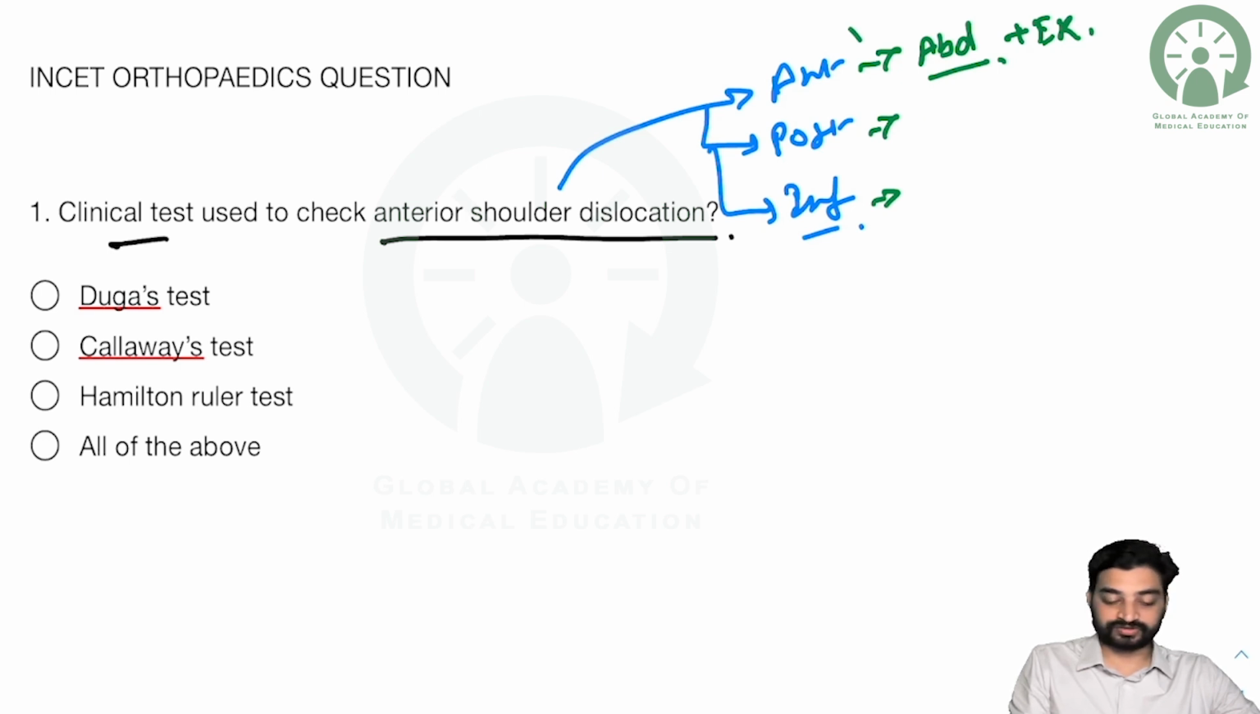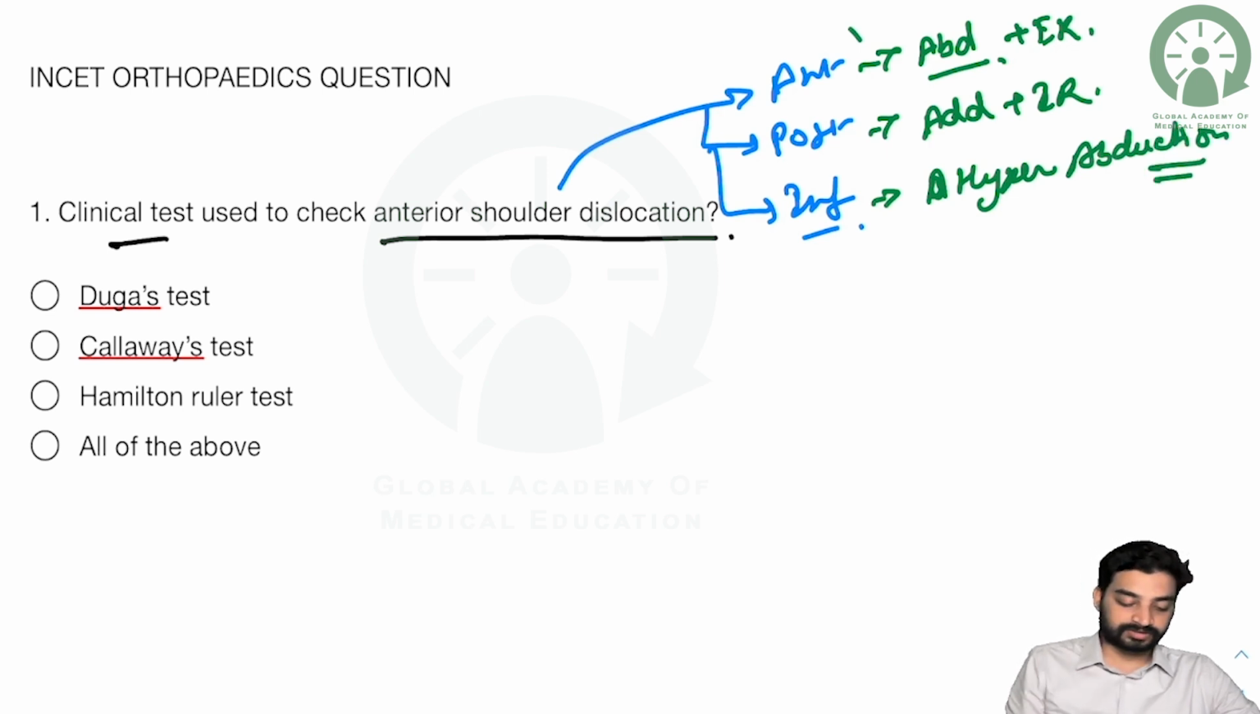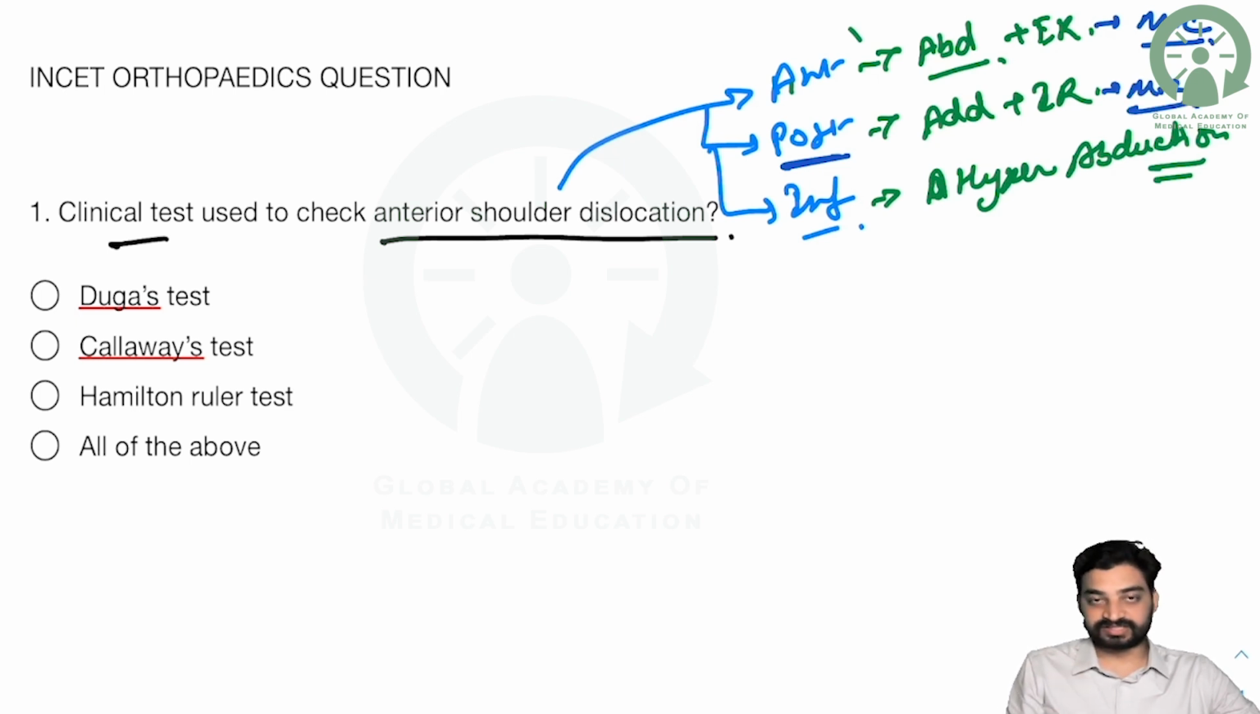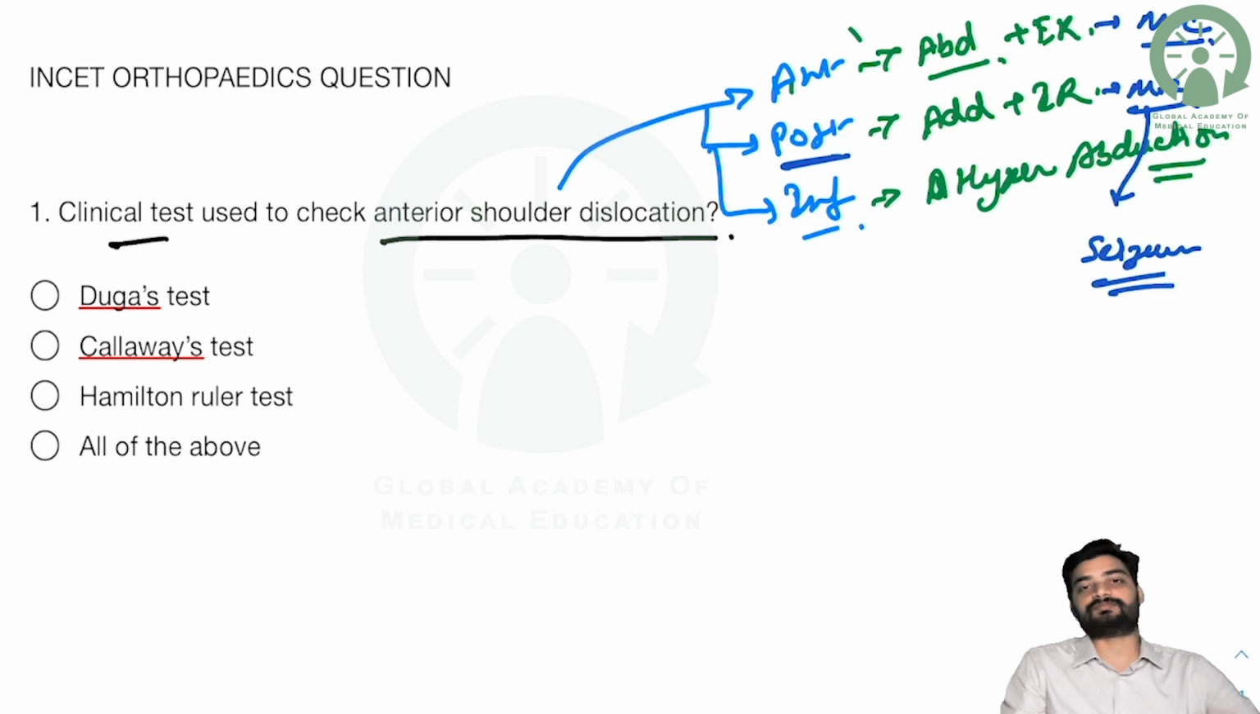Your posterior dislocation will be of adduction and internal rotation, and your inferior dislocation is of hyperabduction. Okay, right? The anterior dislocation is the most common type. Posterior dislocation is most commonly seen in epileptic patients or those with a seizure history, because the posterior muscles, the main adductor and internal rotator, are quite big muscles. And in inferior, the attitude will be of hyperabduction.